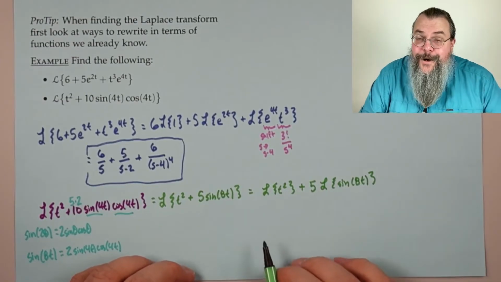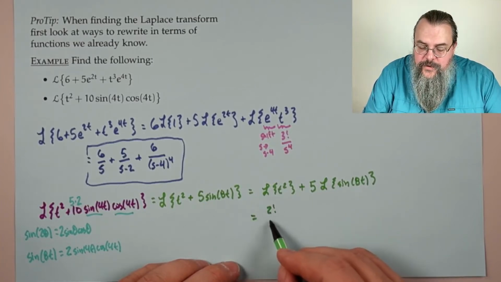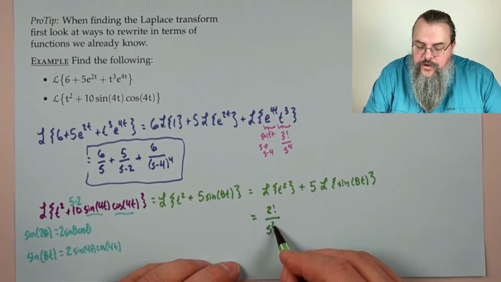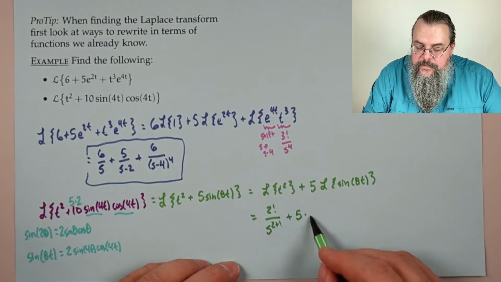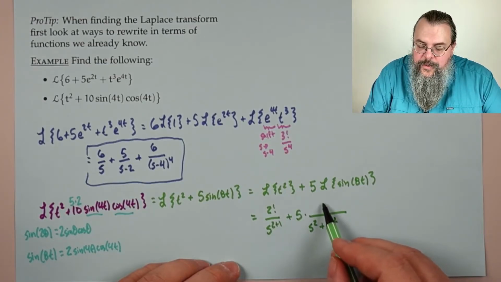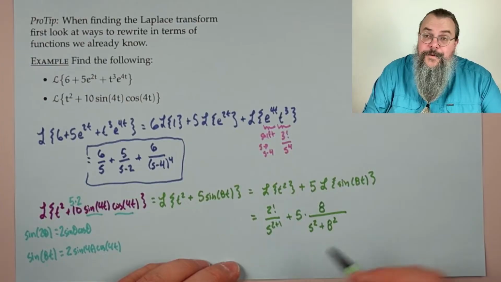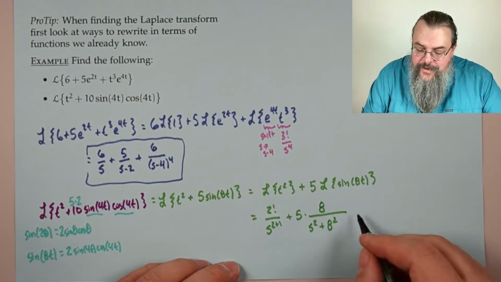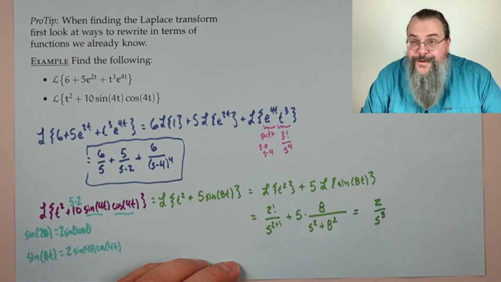And these are on our formula sheet. Okay, so we have the first one, 2 factorial over s to the 2 plus 1. Now, on this one we have the 5, and for sine, well, it's s squared plus the inside, 8 squared, then the top is that inside number. So you have to be careful, is it 8 or the number? It's sine versus cosine. Read your table. You don't have to memorize it. The goal here in this part of the course is not to memorize the table. No. Learn to use the table.